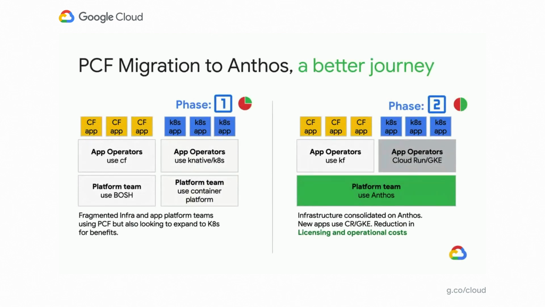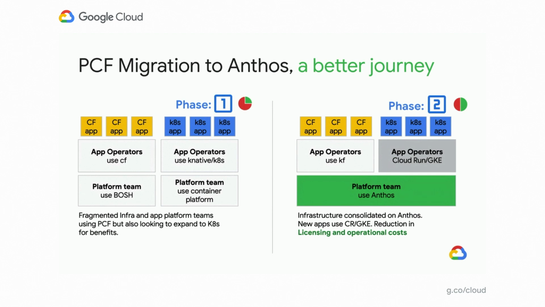Right? Where they have CF applications as well as Kubernetes applications. And their platform team is maintaining two different platforms. One is Cloud Foundry, and the other is probably a container platform like Kubernetes. So that means that the operational overhead is high for the organization.